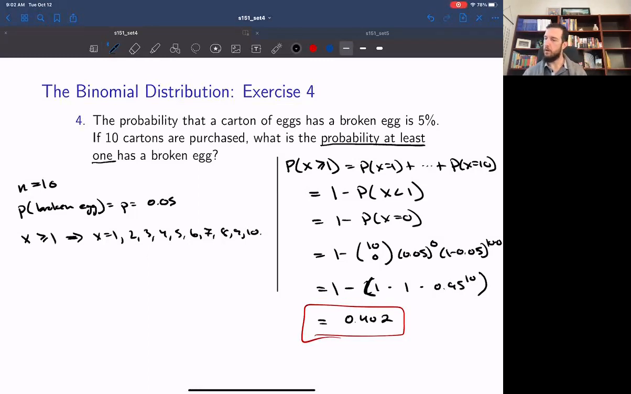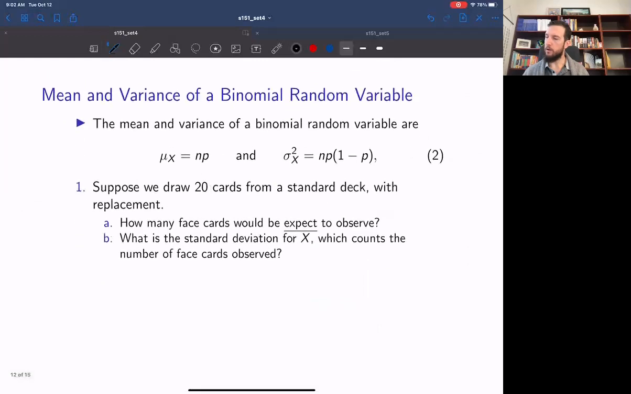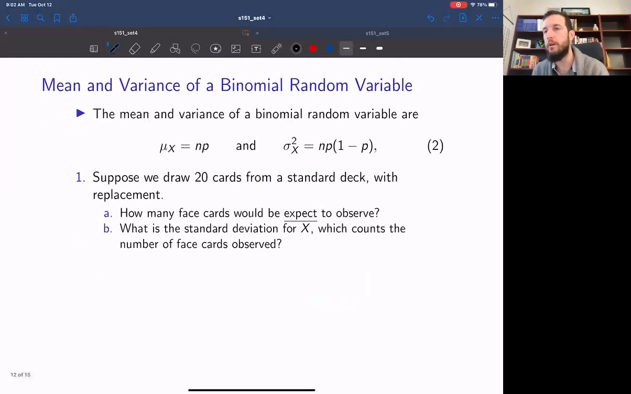Cool. Okay, the last thing I want to talk about in regard to a binomial random variable are the properties of that random variable.